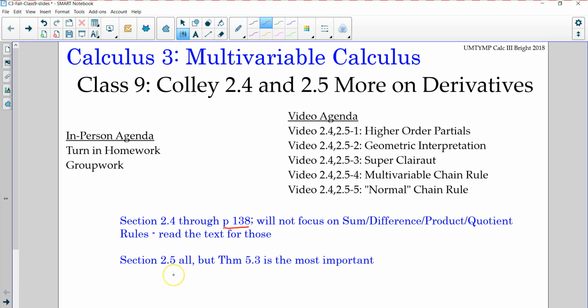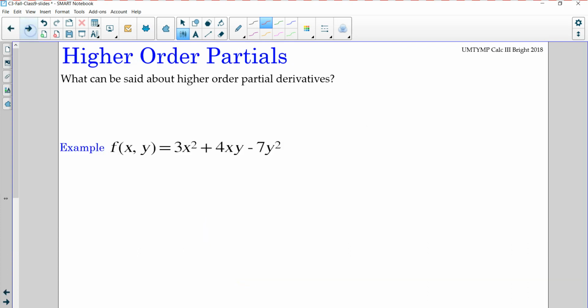And in 2.5 we're going to do it all, but really anything prior to theorem 5.3 is really just a result that will lead up to 5.3, so we're going to focus on that one when we get into that particular section. Alright, but to begin, we're going to talk about higher order partial derivatives.